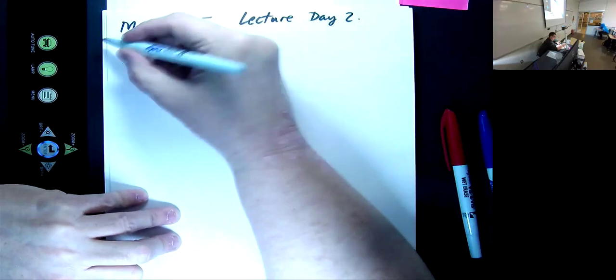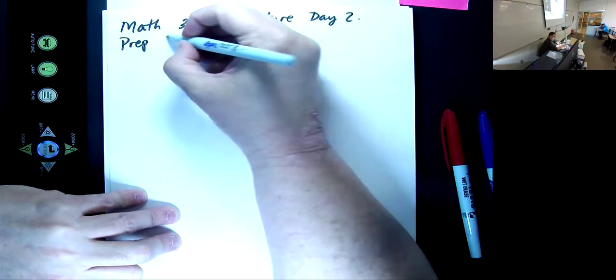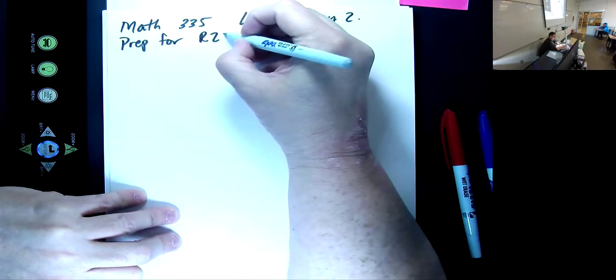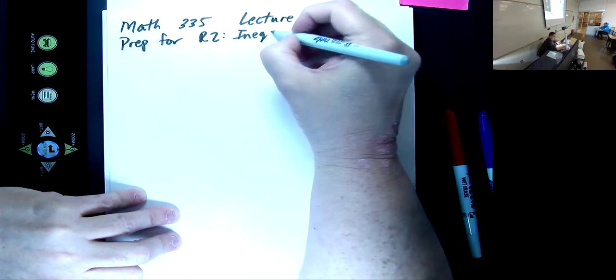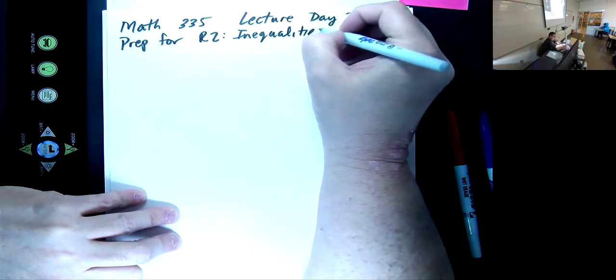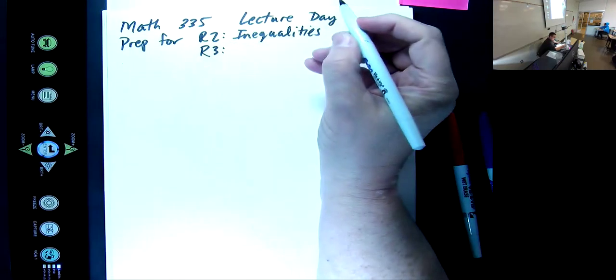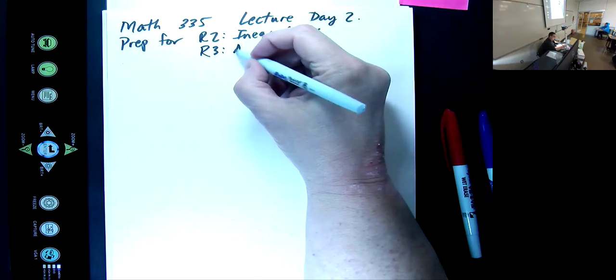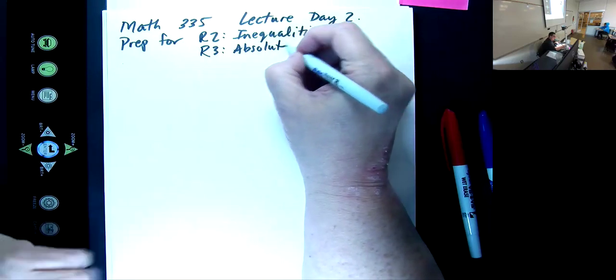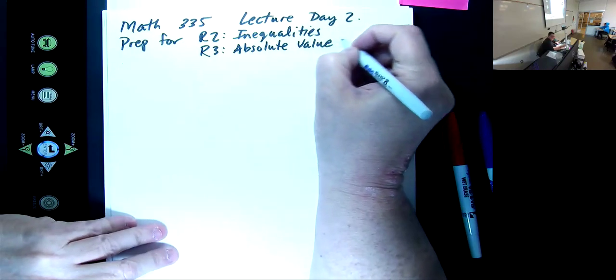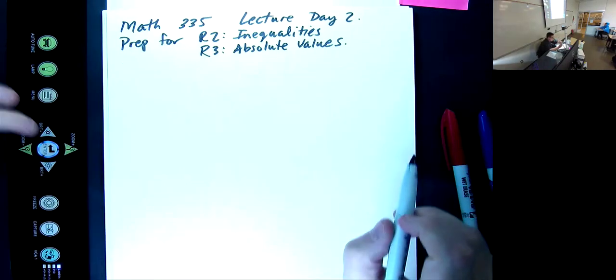We are going to prep for R2, which is on inequalities. So I'm going to refresh your memory on how those work. And I'm going to do it again in an hour, but in much more detail. And R3 is on absolute values. Make you more comfortable with those before we dive in.